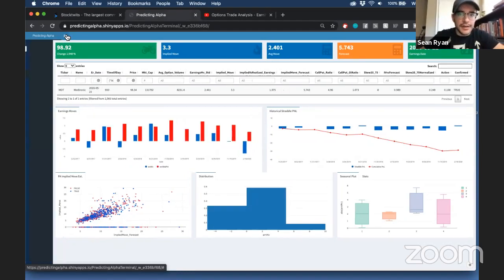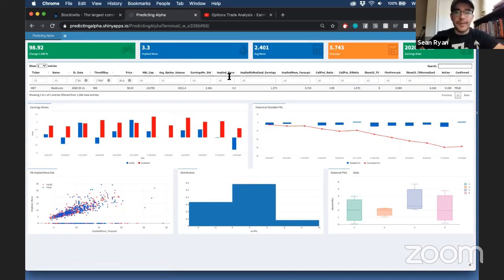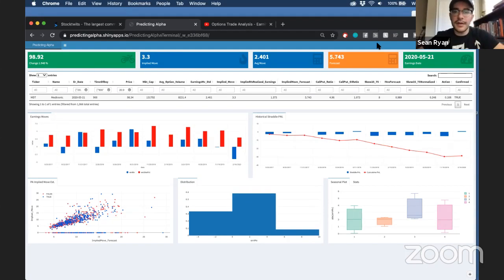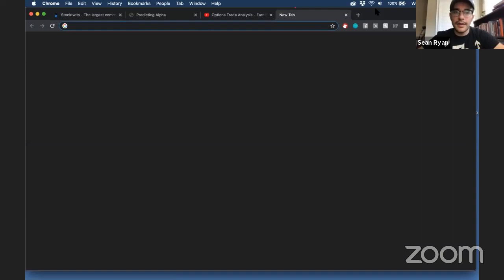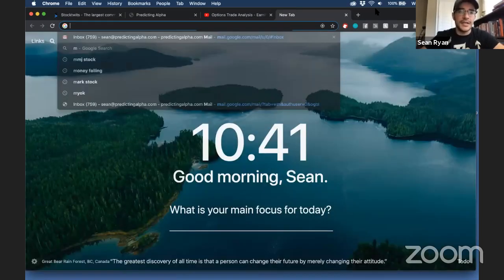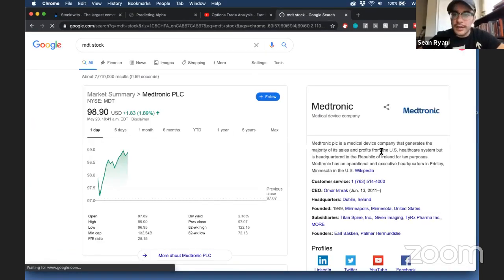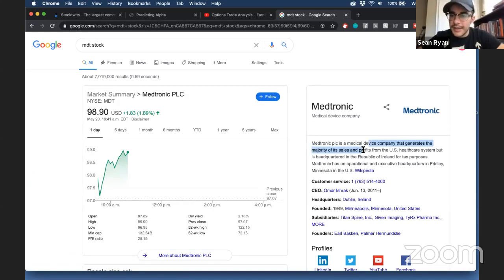Let's see. So this has a bit of a bigger edge. Wow, this thing never moves much around earnings, eh? This is like full of just really, really tiny moves. Anyone know what kind of company this is? Let me see. MDT stock. Let's have a look. Medical device company. Okay. Headquartered in Republic of Ireland. Okay, cool. So they make medical devices.